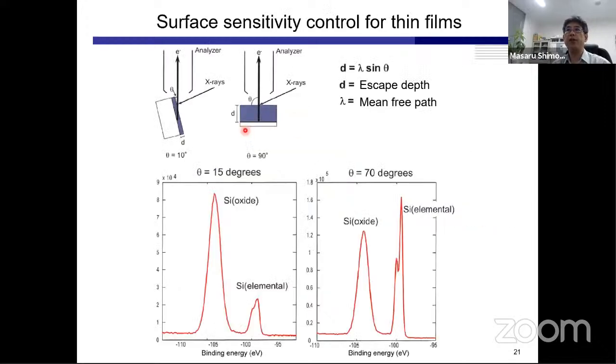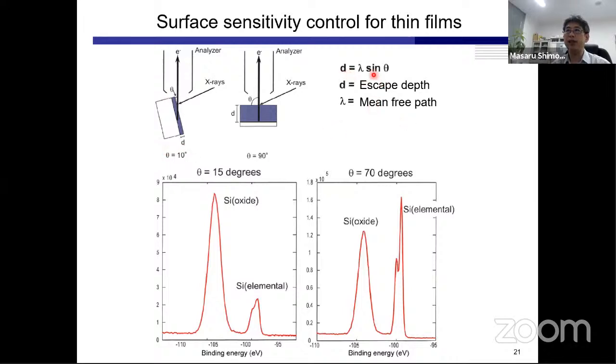And in the case of thin films, we can change the surface sensitivity. And you know, the escape depth is changed by inclining the sample.